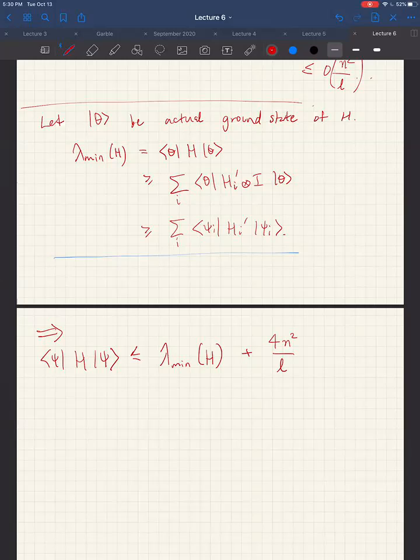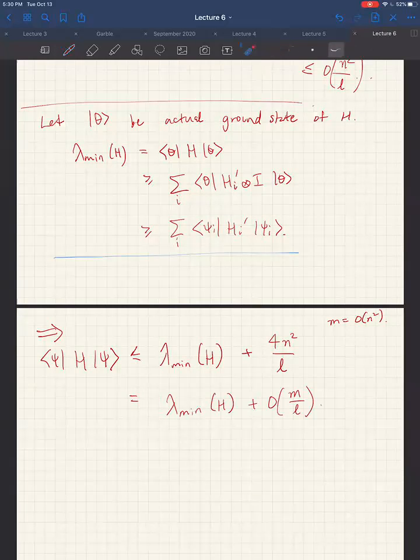Let me normalize this to be more in line with how we've been talking about the quantum PCP theorem, where we talk about beta m or alpha m, where m is the number of terms. The number of terms is going to be order n squared. So if we do the substitution, we see that really this error term is the number of terms divided by this L, which is some large constant.